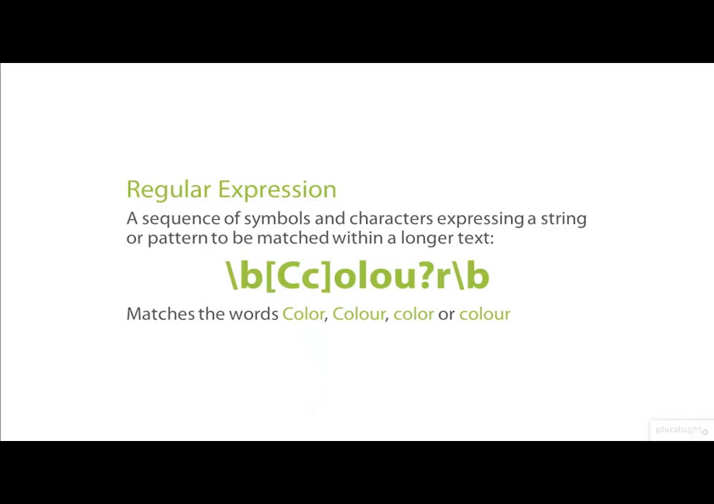Of course, it might be spelled in the American format or the English format, so we can make a character optional by including the question mark after it. So U question mark means that we can have 0 or 1 U following the O and before the R. So we're matching on colour, colour, colour and colour.